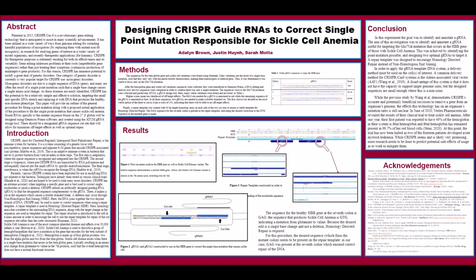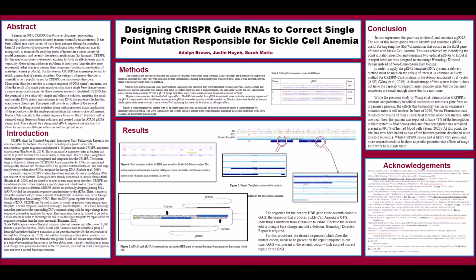Hi, today we are going to be talking about designing CRISPR guide RNAs to correct a single point mutation responsible for sickle cell anemia. In this project, we will utilize sequencing and design tools such as GenBank, Geneious Prime, and ADAM to identify a sequence for a healthy HBB gene, as well as a mutated HBB gene, the one responsible for sickle cell anemia, and use these sequences to design a gRNA and repair template that will effectively allow for homology-directed repair to correct a single mutation.